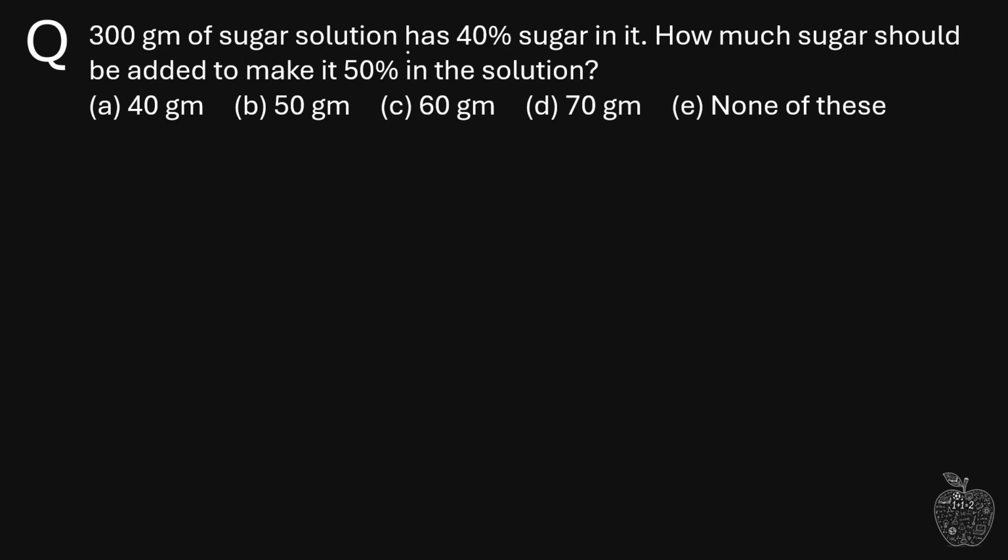300 gram of sugar solution has 40% sugar in it. How much sugar could be added to make it 50% in the solution? Now first I'll solve this question the normal way and then I'll use the alligation trick.